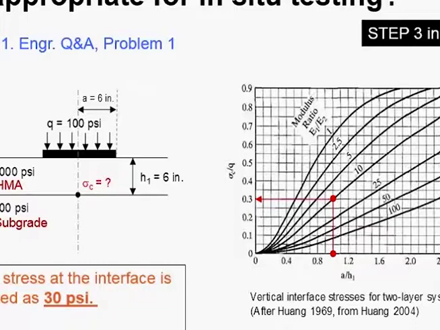So one of the things that we have to do when it comes to field verifying modulus is we've got to understand the design, figure out what the loading conditions were, what kind of stress level we are anticipating in the different layers at the interface, and then run tests appropriately to capture that level of stress. So for this example, the vertical stress at the interface is calculated as 30 psi. And there's a nomograph, from a well-known textbook, that allows you to do this pretty quickly, figure out what that stress level is without having to go through all the calculations by hand.